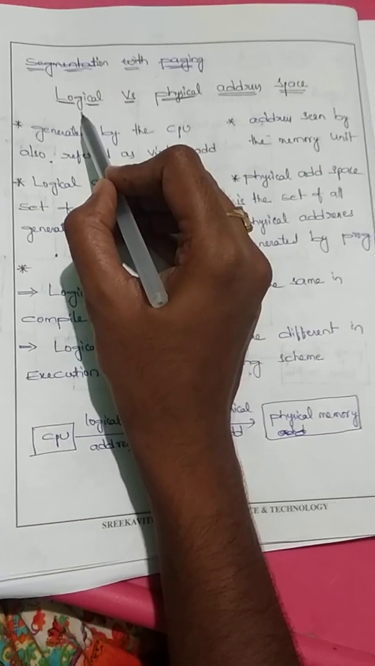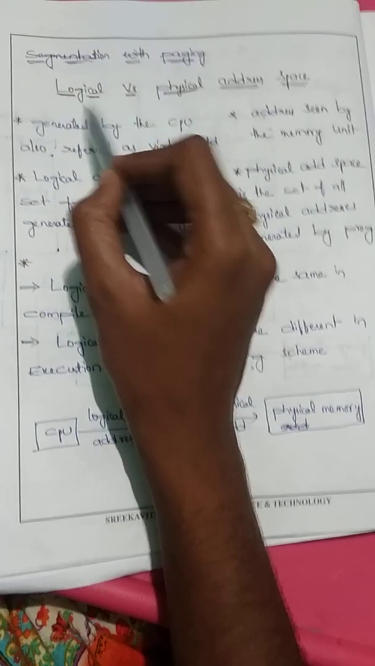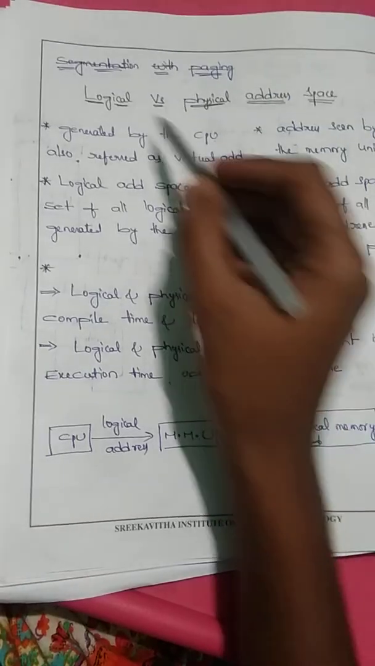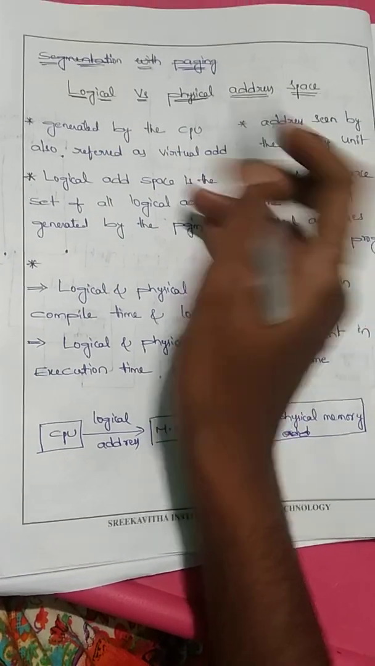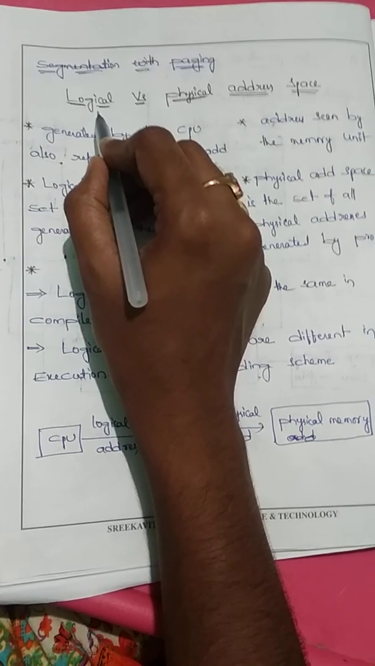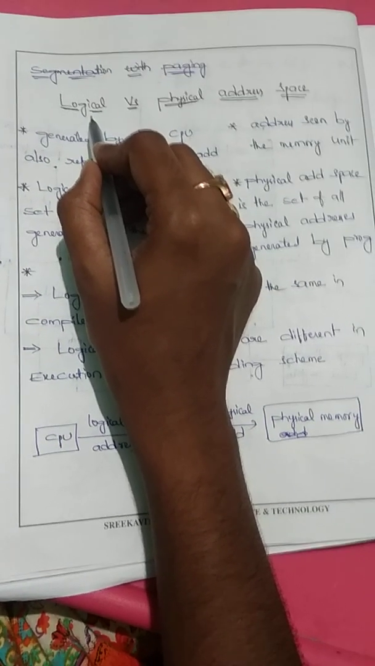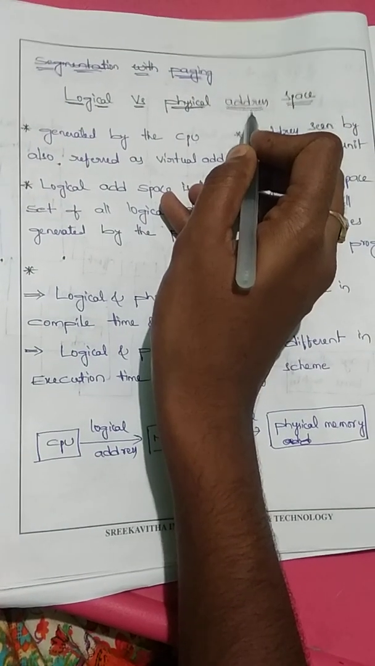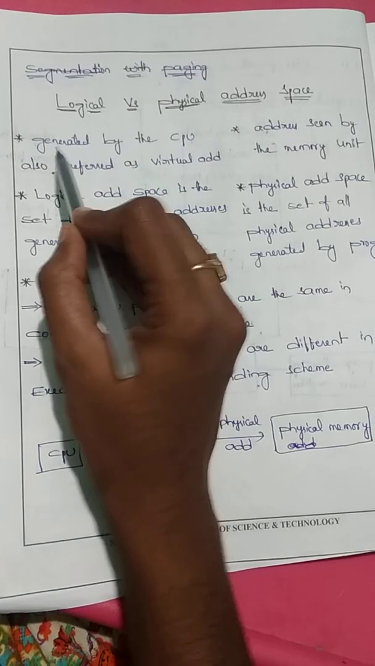Clear? So the next topic in the operating system is logical address space versus physical address space. Here they have written the differences between the logical address space and the physical address space. Now tell me, what do you mean by logical address space? Who will generate the logical address space? The CPU will generate the logical address space, and physical address space means the memory unit.